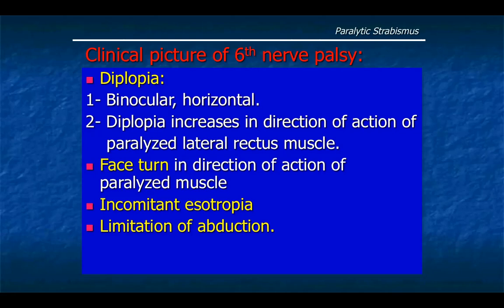The diplopia increases in the direction of action of the paralyzed lateral rectus muscle. This means the two images become very far apart when the patient looks in the direction of action of the paralyzed muscle. And there is a face turn in the direction of action of the paralyzed lateral rectus. So a right lateral rectus paralysis produces a right face turn to move the eyes into left gaze and avoid diplopia. There is incomitant esotropia because the medial rectus pulls the eye in its direction against a paralyzed lateral rectus muscle. And there is limitation of abduction because the lateral rectus is an abductor.